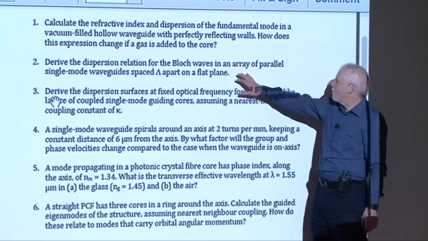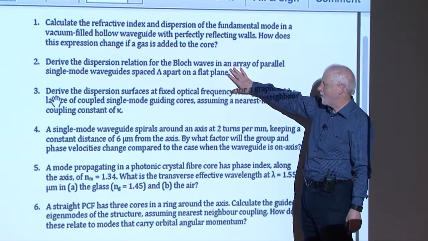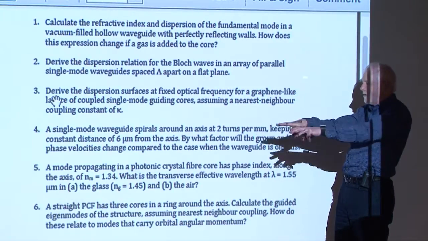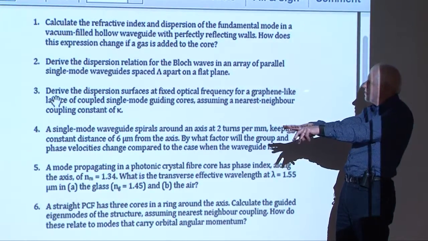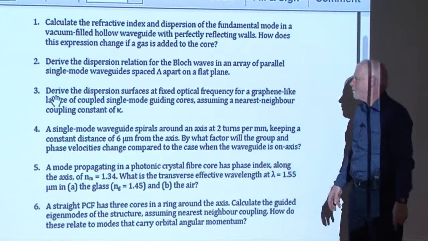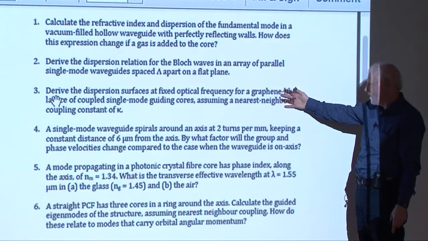This has to do with Bloch waves. Some of you might find that easy, some not. It's actually a very easy derivation. But it's an array of parallel single-mode waveguides that have a coupling constant between them, which is, say, kappa or something like that. And it's asking you to derive the dispersion relation. And that's a bit more complicated. That has to do with the topic I might not get to talk about.